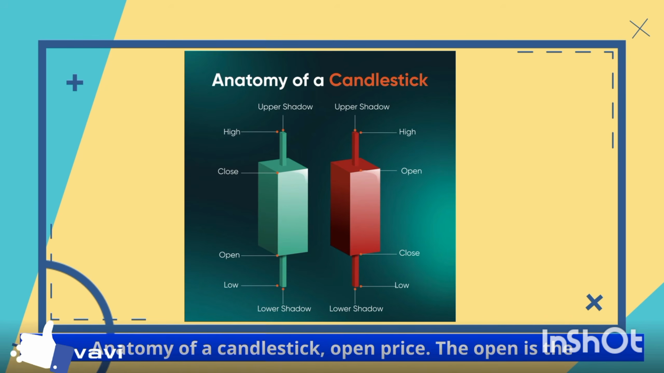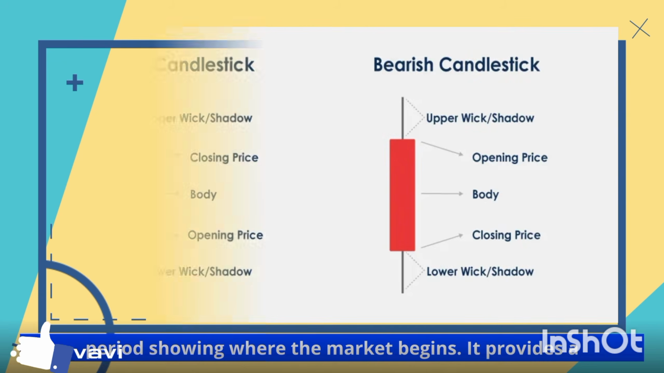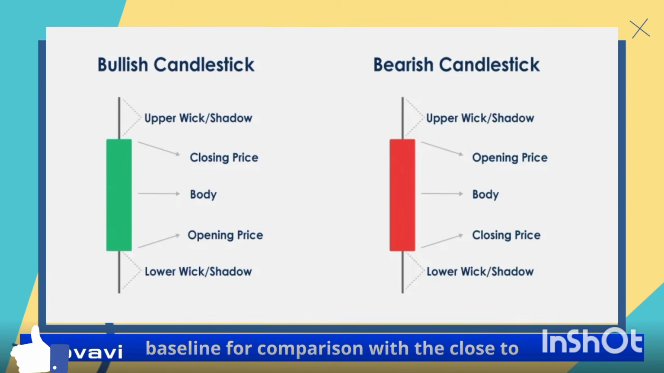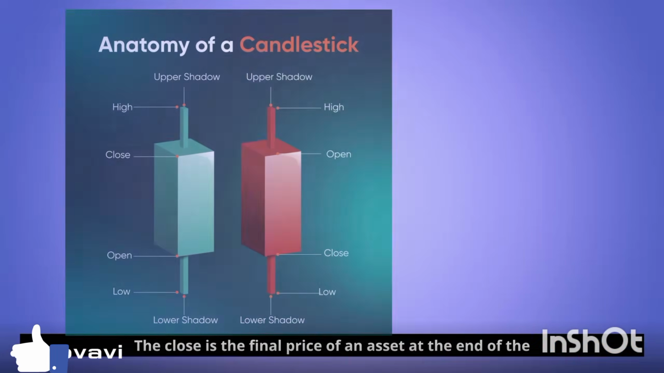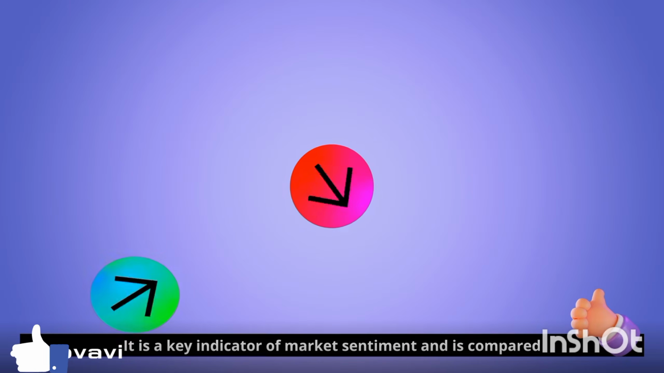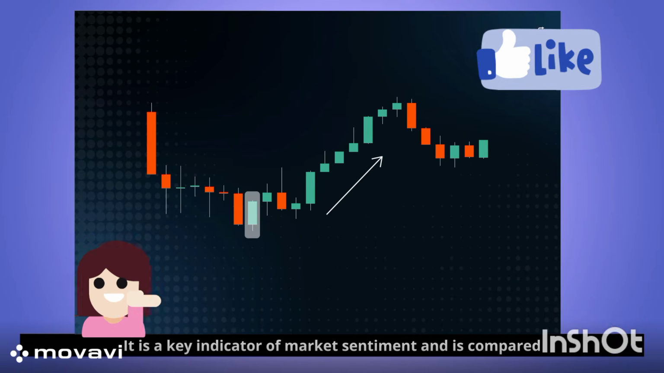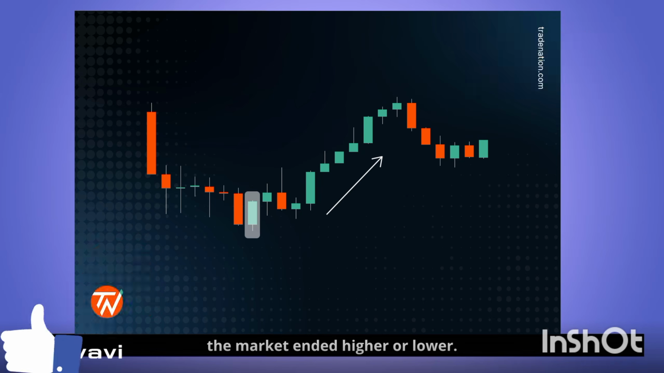Anatomy of a candlestick. Open price. The open is the price of an asset at the start of the trading period, showing where the market begins. It provides a baseline for comparison with the close to determine whether the price has risen or fallen. Close price. The close is the final price of an asset at the end of the trading period. It is a key indicator of market sentiment and is compared with the open to assess if the market ended higher or lower.